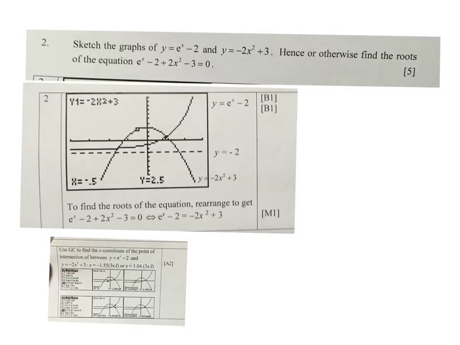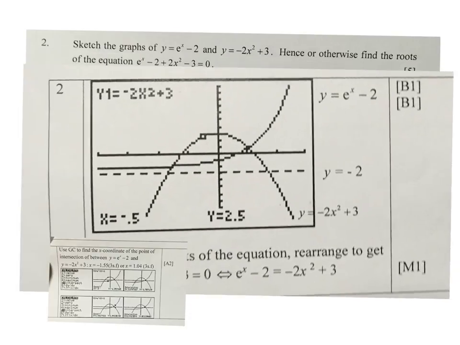Sketch the graph of y equals e to the power of x minus 2, as well as y equals negative 2x squared plus 3. Of course, you can use the graphic calculator to help you obtain the rough shape of the graph, but at the end of the day, the GC may not give you the asymptotes as well as the exact coordinates of the intercepts.